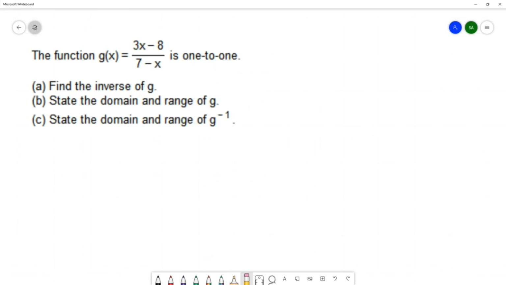There's a three-step process that we can go through to find the inverse. We have g of x equals 3x minus 8 over 7 minus x. The first thing I'm going to do is change this g of x to y. The reason is really just to make our symbols easier to work with. G of x is four different symbols, y is just 1, so it's less for us to write.